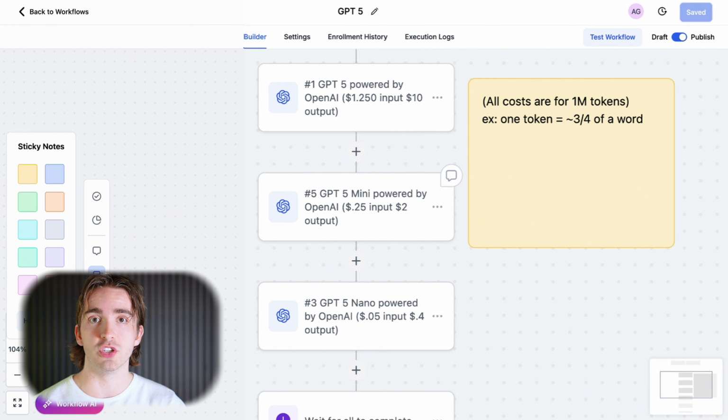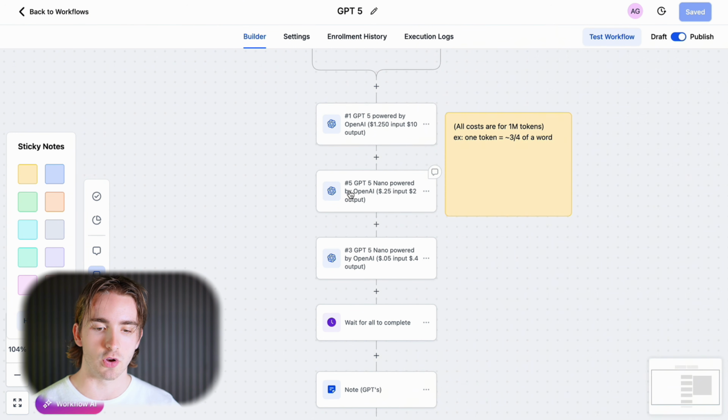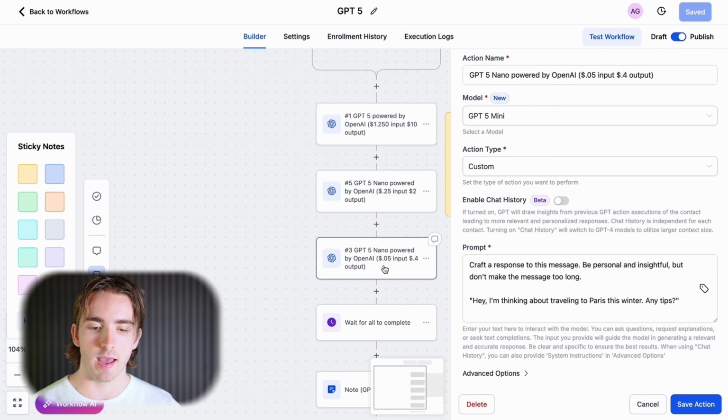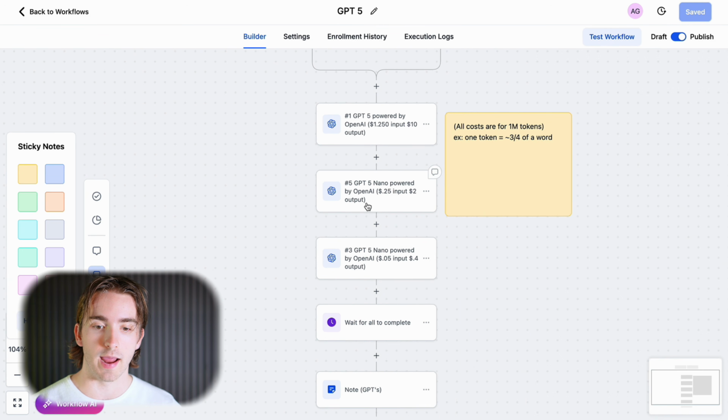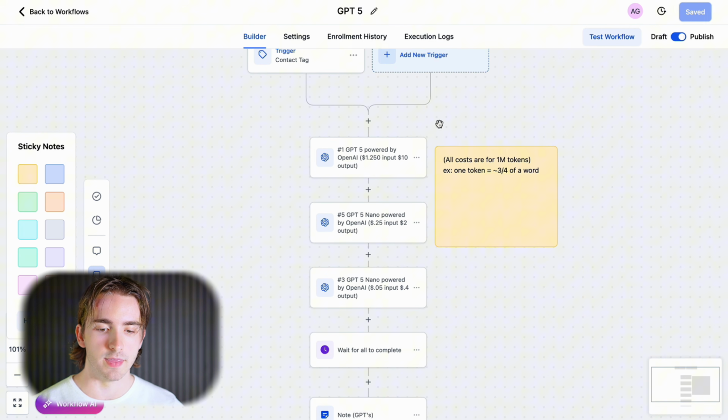Now, a lot of you have already used GPT-5, but let me show you exactly what this looks like inside of our workflow. We're going to use for each one of these this prompt saying, hey, I'm thinking about traveling to Paris this winter. Any tips? So these are all going to have the same input, and then we're just going to see what their different output is for GPT-5. So let's go ahead and test this workflow. And then these three are going to run, and let's take a look at the three different GPT responses from GPT-5. All right, all three of them are done.